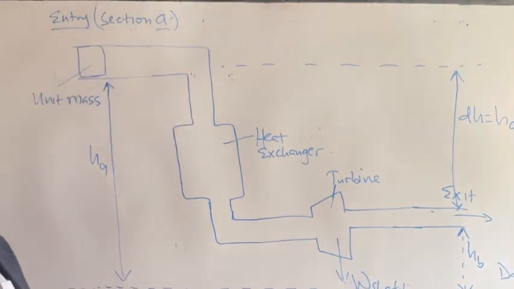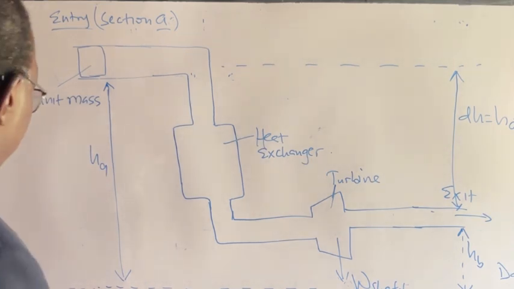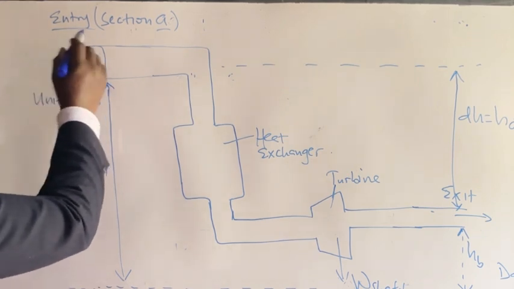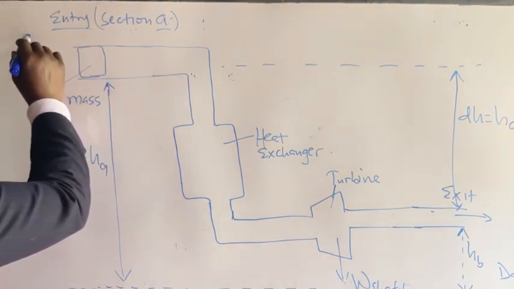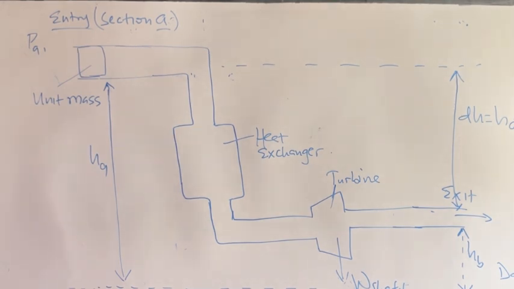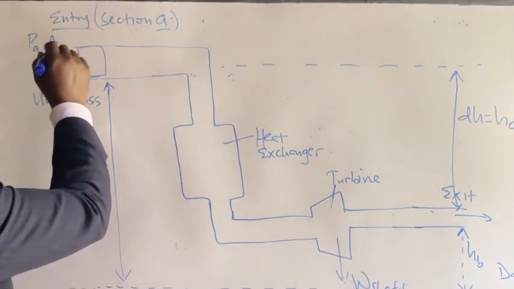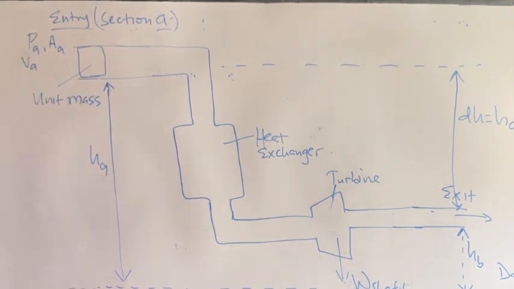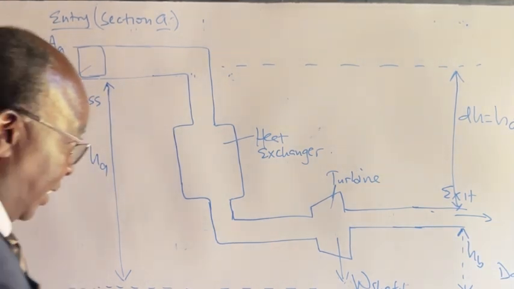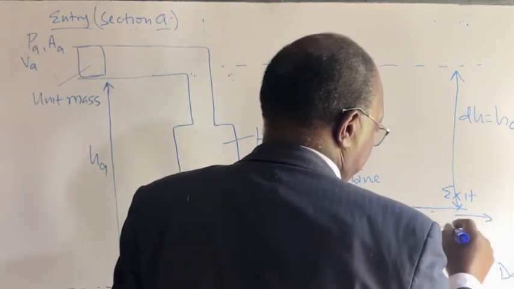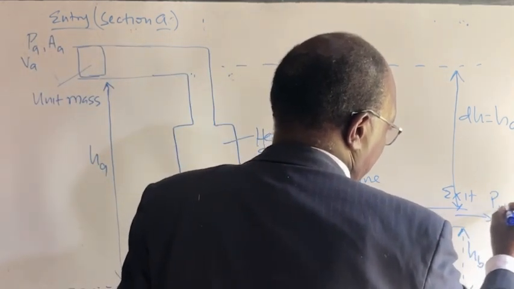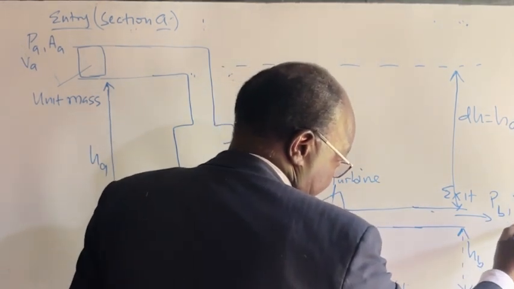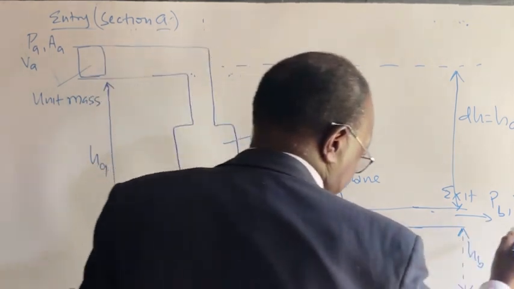And let us also define some of the thermodynamic quantities at the entry. So we have talked of this as being unit mass. Let us say the pressure here in section A is PA, and the cross-sectional area is AA, and the volume will be VA. And so at the exit, let's call the pressure PB, the volume VB, and the area there we're talking of as AB.